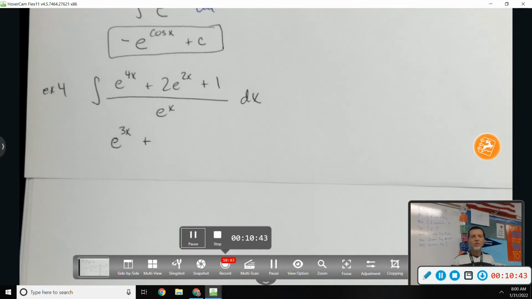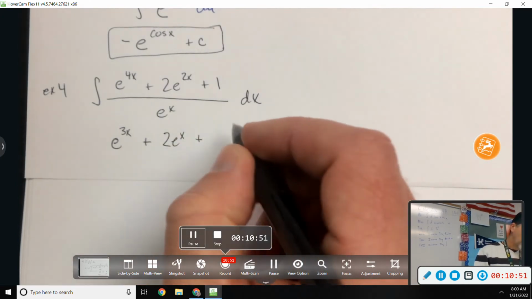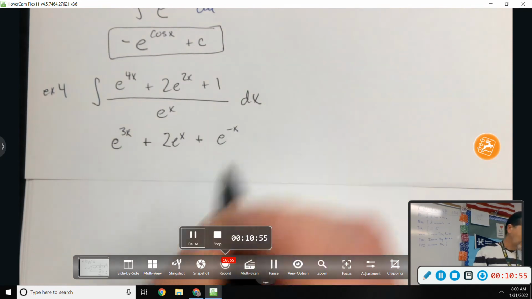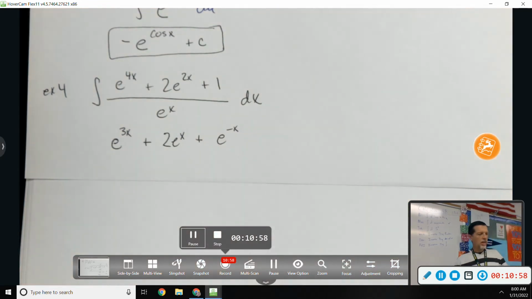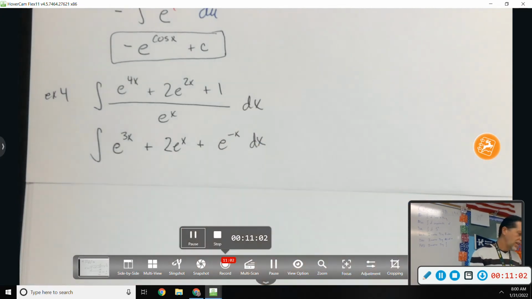what's 2e to the 2x divided by e to the x? 2e to the x. And then I don't want to write 1 over e to the x, I want e to the negative x. And be careful, I still haven't integrated that yet. Some people will do the algebra and then celebrate, well, yeah, you did the algebra right, but you still haven't integrated this.